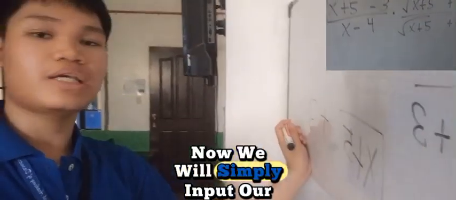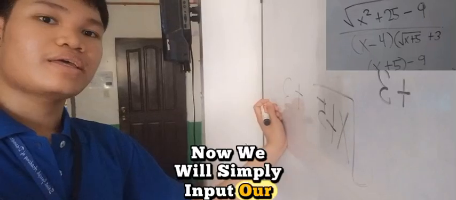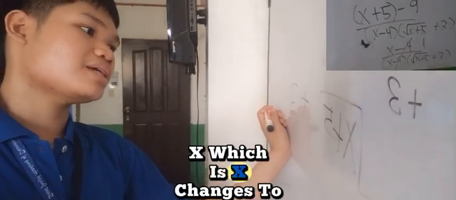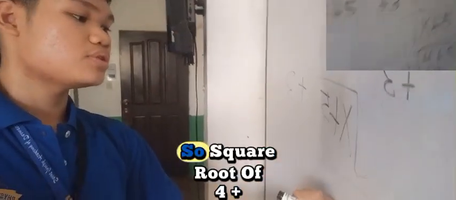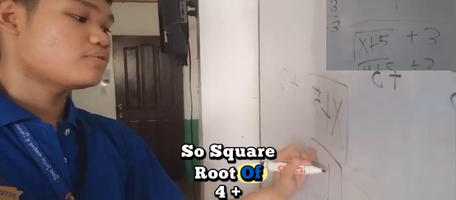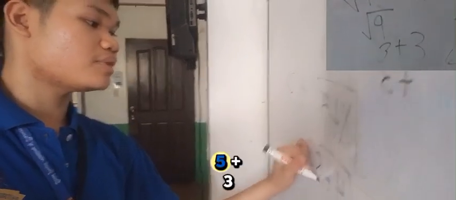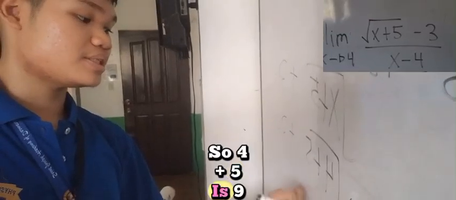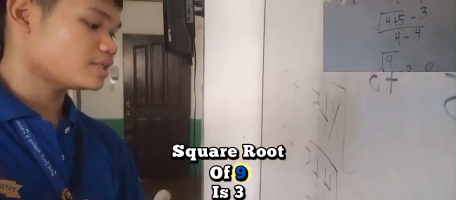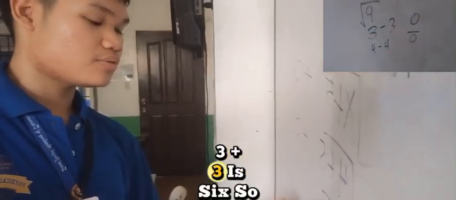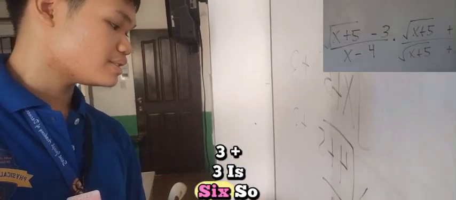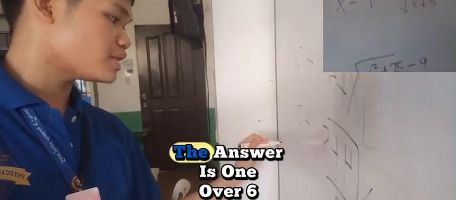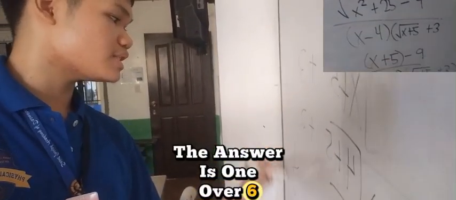Now we will simply input our x, which is x changes to 4. So square root of 4 plus 5 plus 3. 4 plus 5 is 9. Square root of 9 is 3. 3 plus 3 is 6. So the answer is 1 over 6.